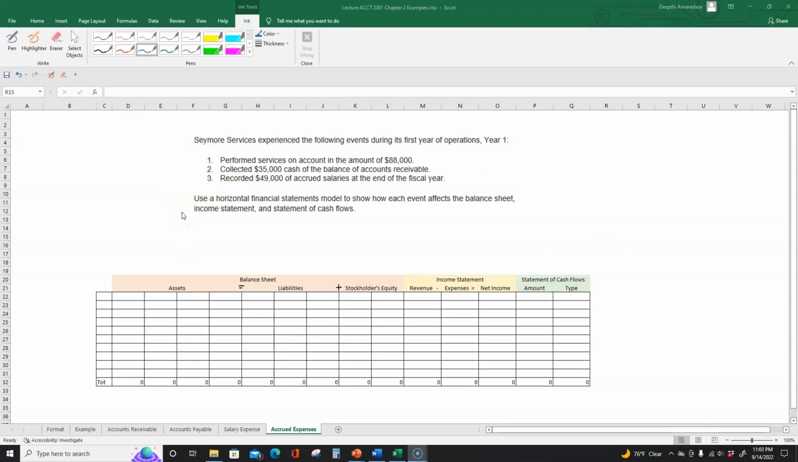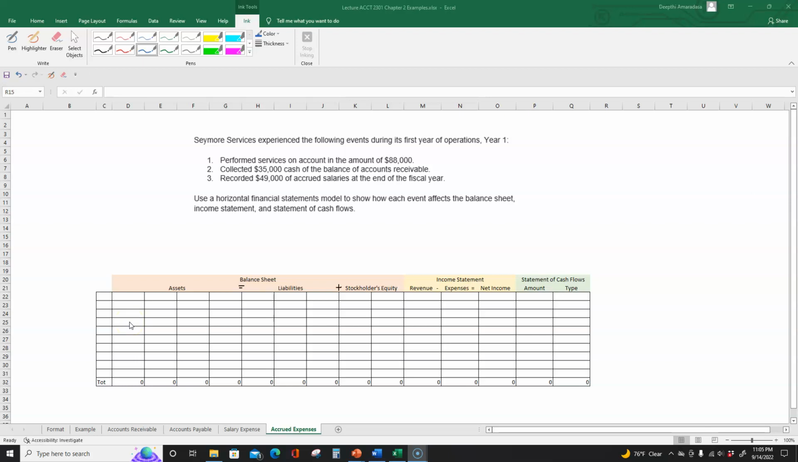And they want us to use a horizontal financial statements model to show how each event affects the balance sheet, income statement, and statement of cash flows. Let's take a look at the transactions. Transaction 1 says, performed services on account in the amount of $88,000. A lot of these transactions I usually give you things that we've covered before so you can practice.